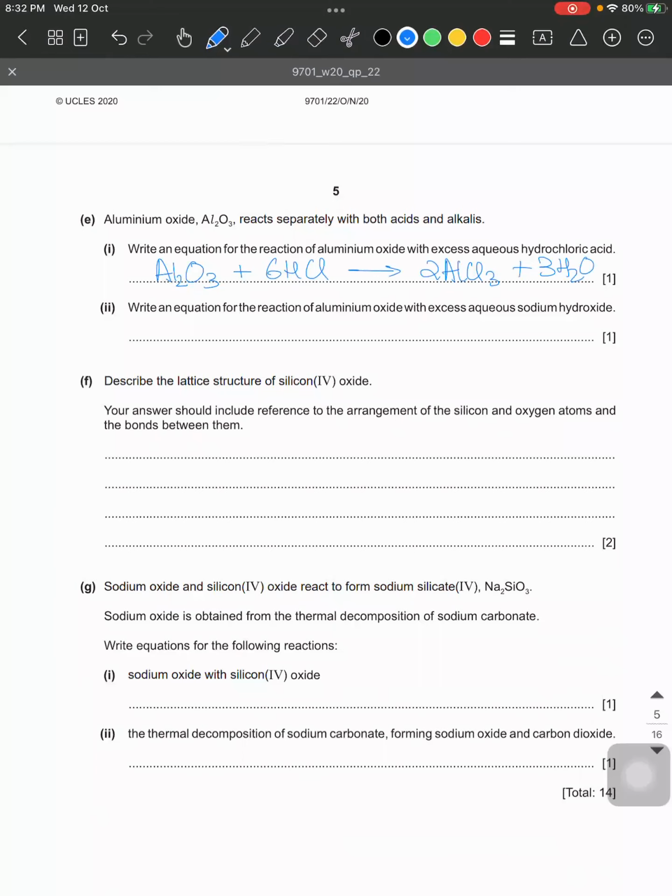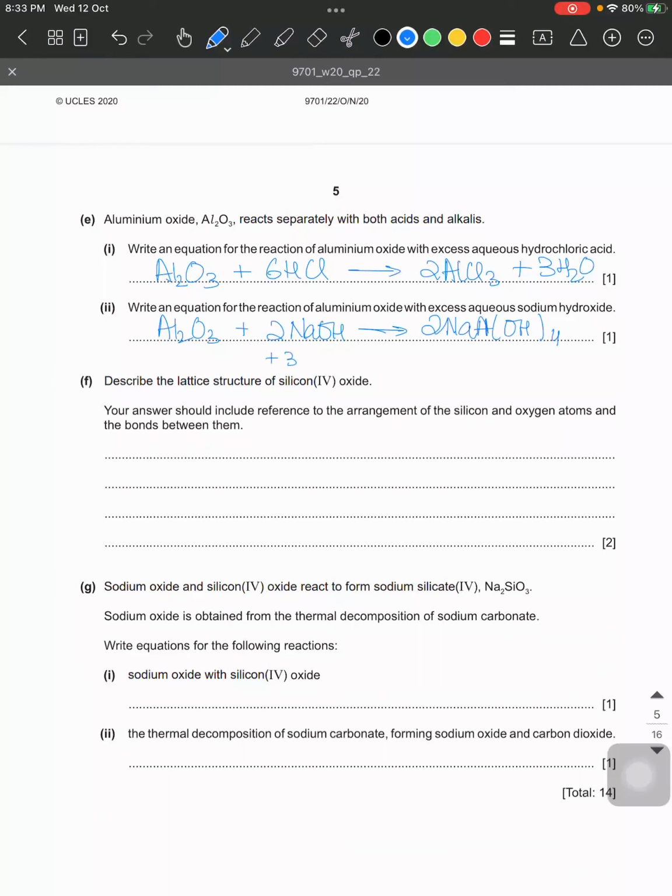Then they're asking for an equation for the reaction of aluminum oxide with sodium hydroxide as well. That's fine. You can write an equation with sodium hydroxide too. When we react with sodium hydroxide, we require 2 sodium hydroxides, right? And also we require water. You need to remember that the formula of the product is NaAl(OH)4, but we know that we require water molecules there as well.